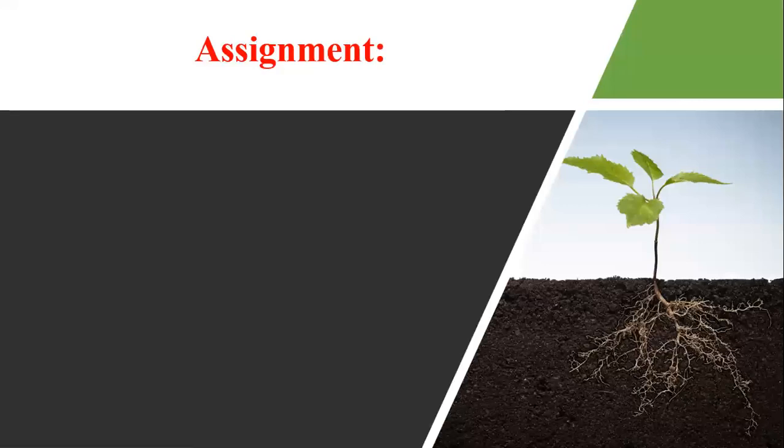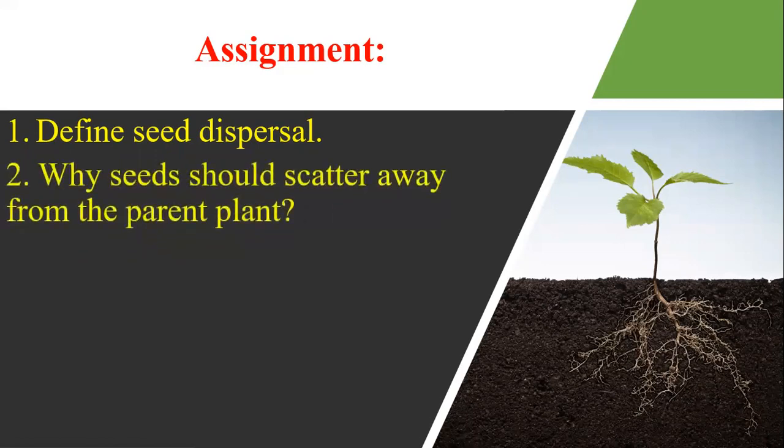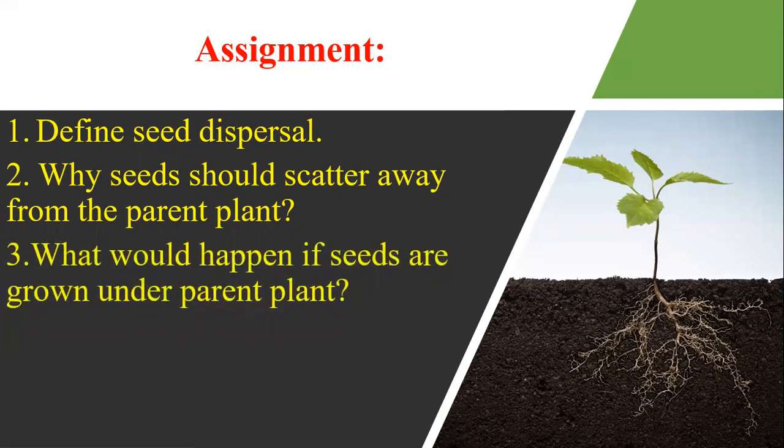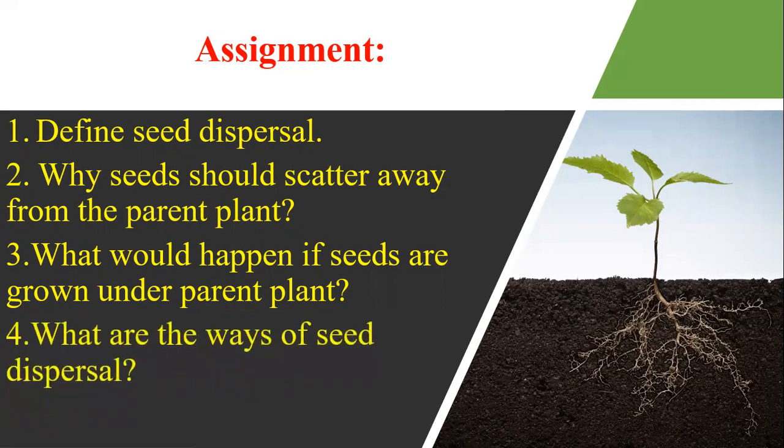So here we have an assignment. Answer the following questions in your notebook. Question number 1, define seed dispersal. Question number 2, why should seeds scatter away from the parent plant? Question number 3, what would happen if seeds grow under the parent plant? Question number 4, what are the ways of seed dispersal?